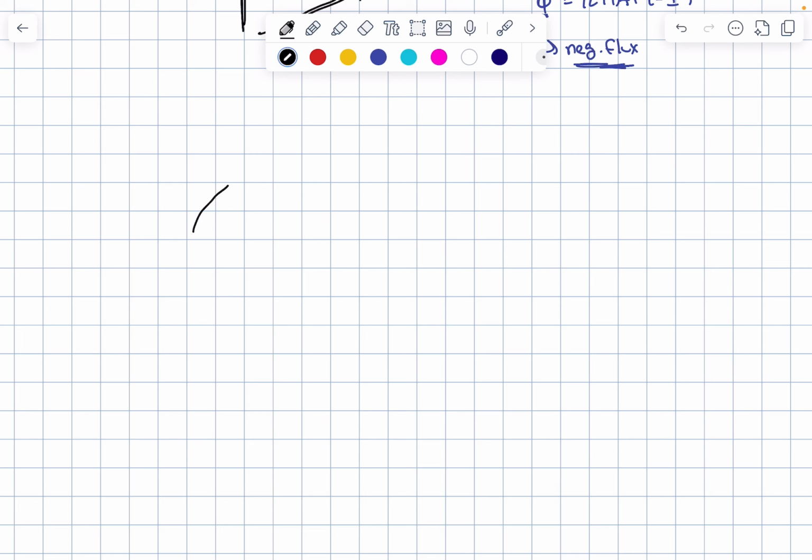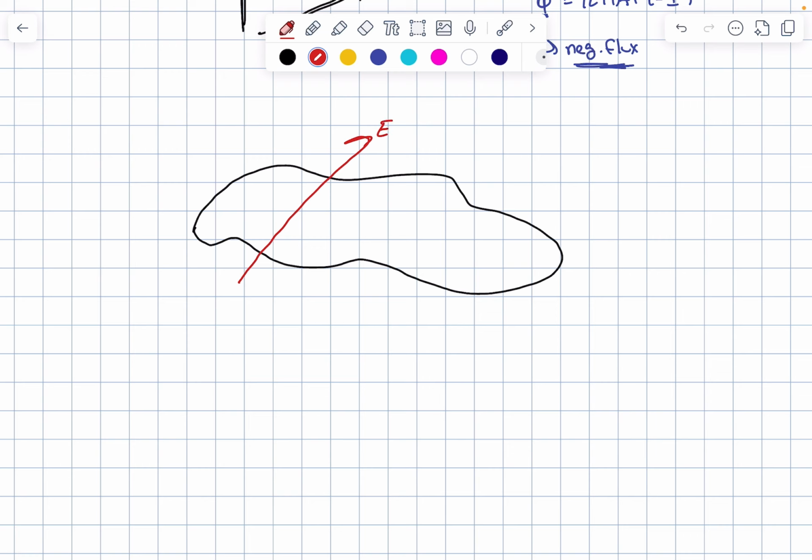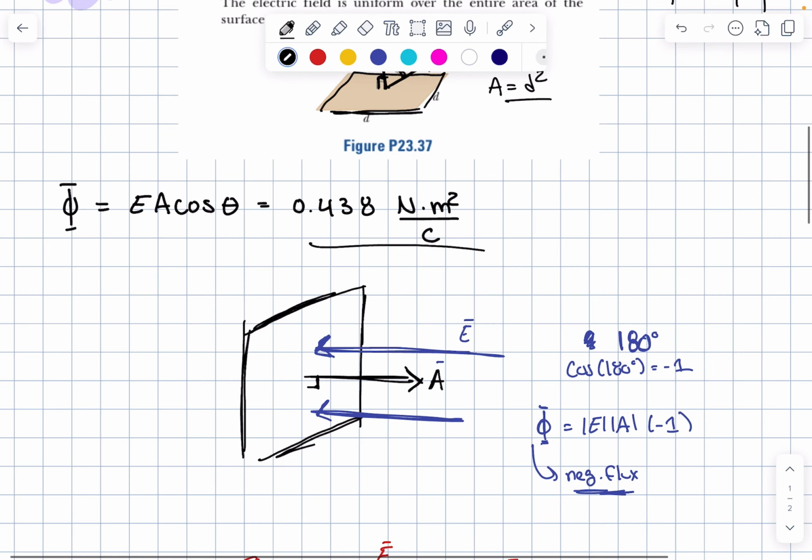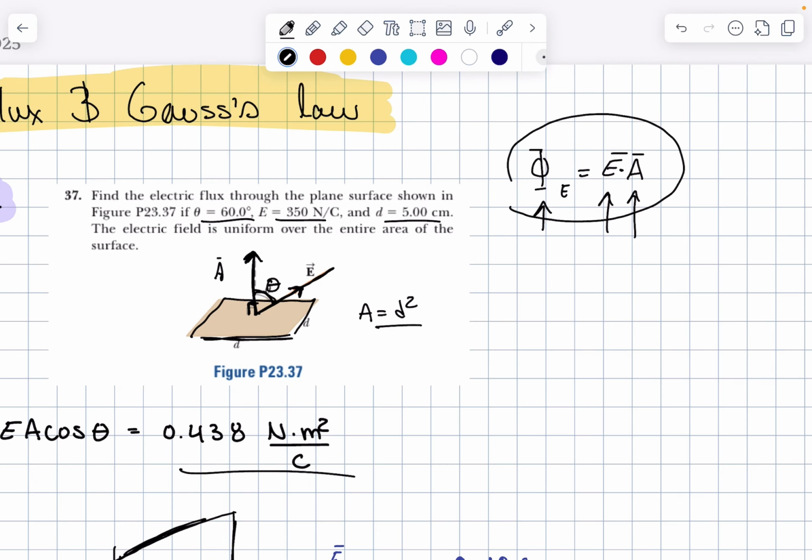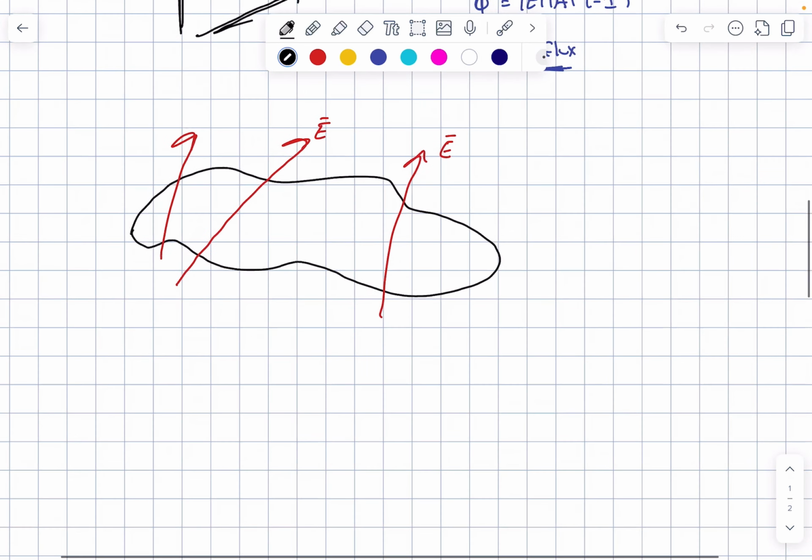You might get some weird looking surfaces like this one, where there's not really a nice area, and maybe even your electric field varies. So maybe here we have an electric field this way, we have an electric field this way, right? There could be a ton of them. And the idea is you use the same equation, but here, instead of just saying, well, this is our equation, you're going to have to say that my electric flux is equal to the integral E dot dA, where here we use dA because we're talking about little chunks of area.